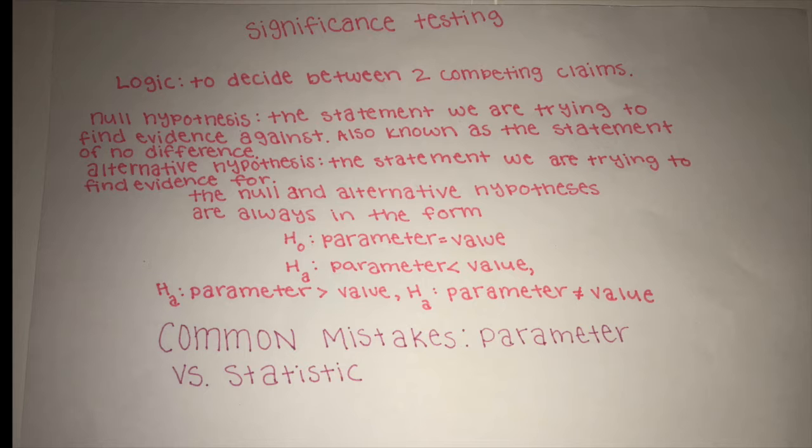So the null hypothesis is a statement we're trying to find evidence against. It's also known as a statement of no difference. And the alternative hypothesis is the statement we're trying to find evidence for. Now notice the language of these definitions. We are trying to find evidence for the alternative hypothesis and trying to find evidence against the null hypothesis. We're not trying to prove one of them true, we're just trying to find convincing evidence.